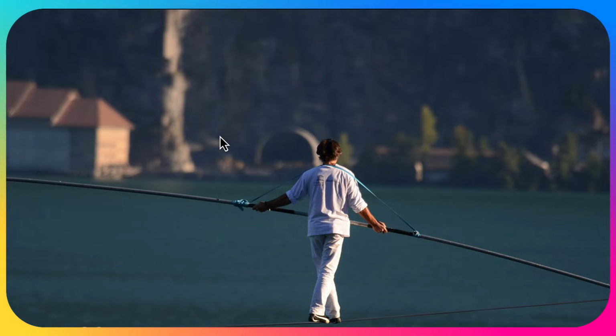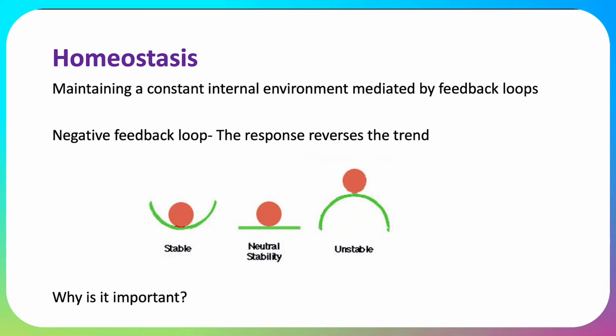So his response needs to be in the opposite direction to the stimulus. It needs to reverse the stimulus. And that's what we call a negative feedback loop. So homeostasis is about maintaining a constant internal environment within an organism, and it does that using negative feedback loops. A negative feedback loop is where the response reverses the trend.